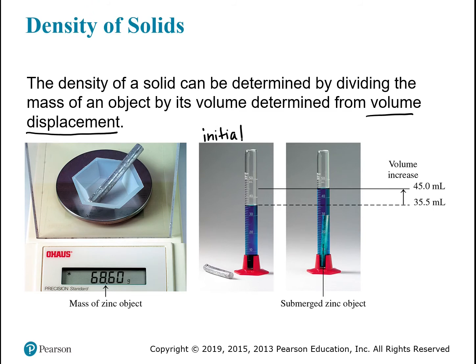So let's say that your initial volume is 35.5 milliliters. Then you add your solid and you read the volume again. The difference between those two volumes is going to be the volume of your solid. Now the mass is pretty easy. The mass, you can just stick it on a scale, and there you go. You get the amount of grams, and you're good to go.